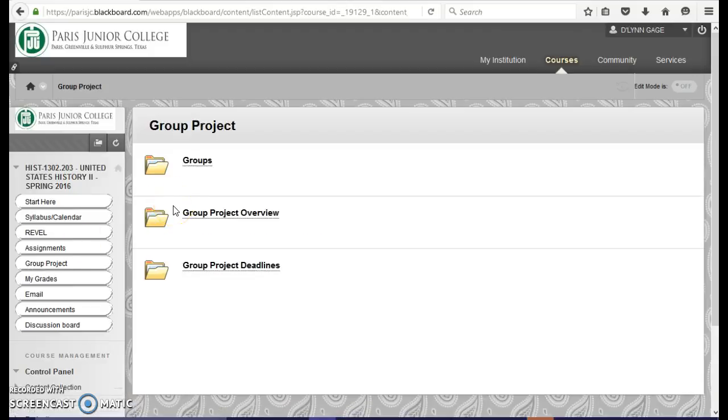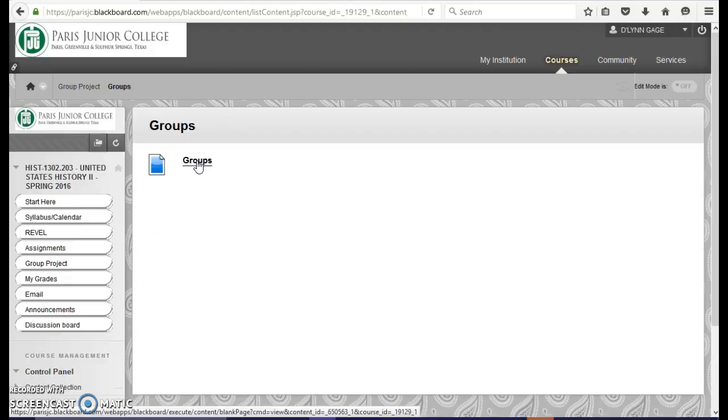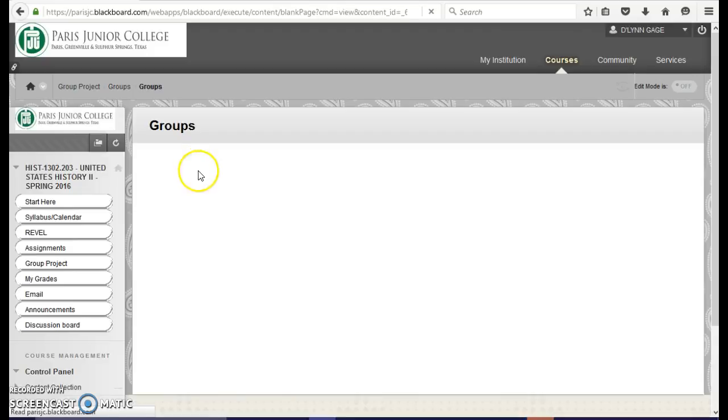So this class is really small. There's only about 10 people in this class, which is awesome. So the groups are going to be small as well. So we've got two groups of 3 and one group of 4. So if you click on that, hopefully it'll load.